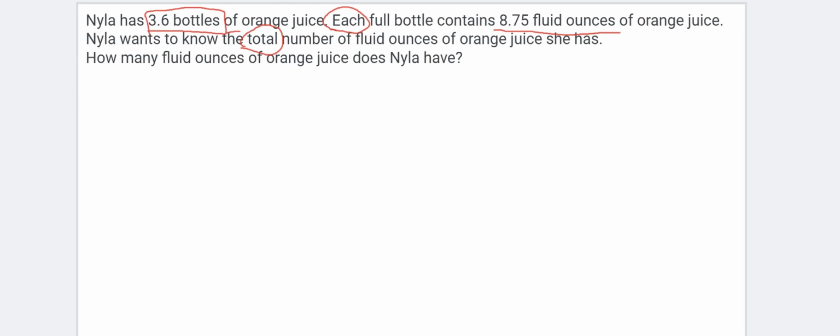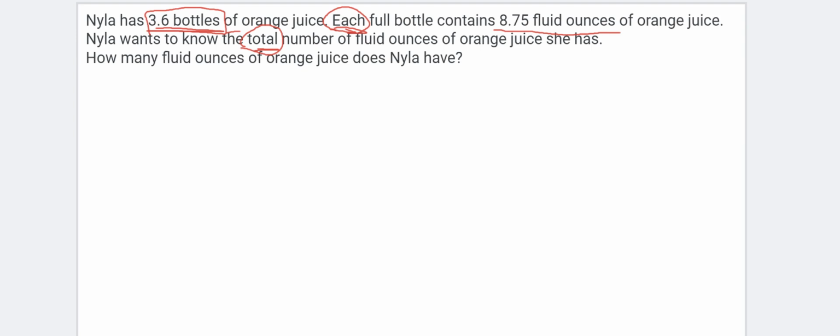So I see a lot of keywords in here. She has 3.6 bottles, and each one contains 8.75. So the first bottle has 8.75. The second full bottle has 8.75. The third full bottle has 8.75. And we want to know the total amount of orange juice she has in all.